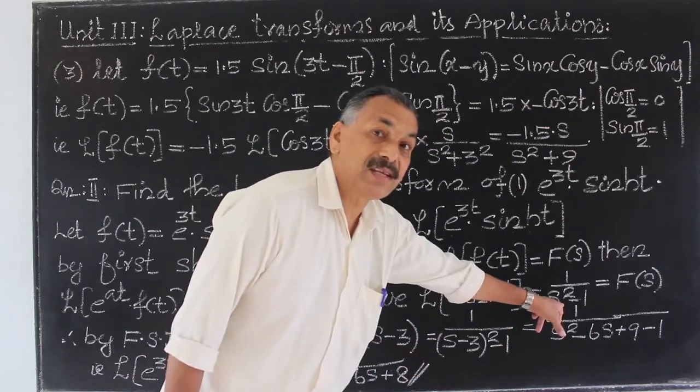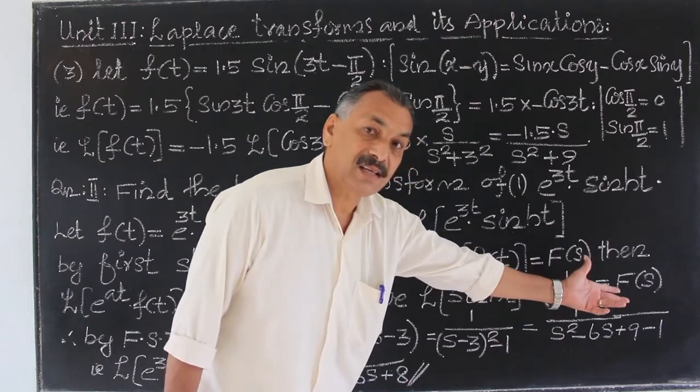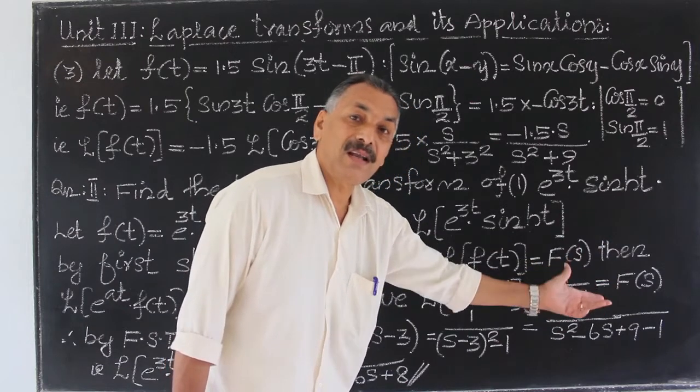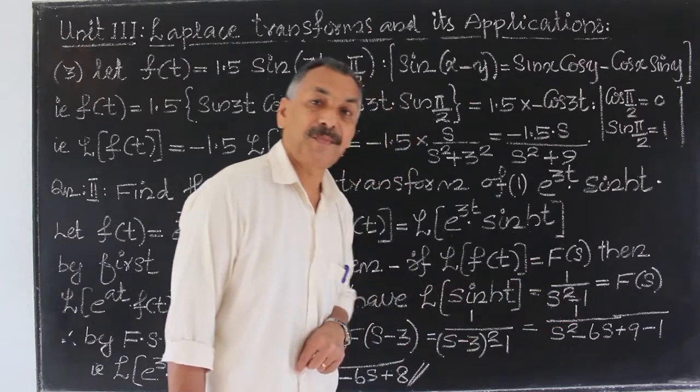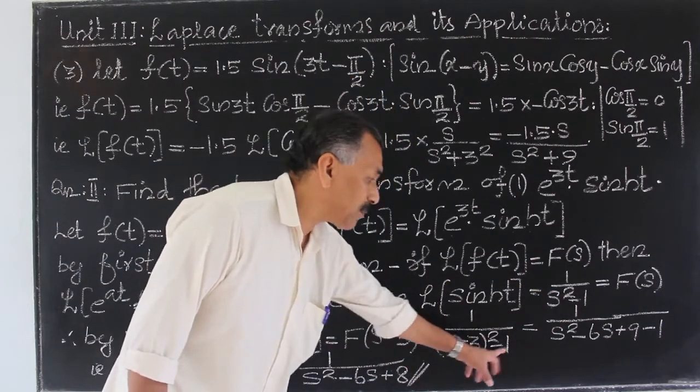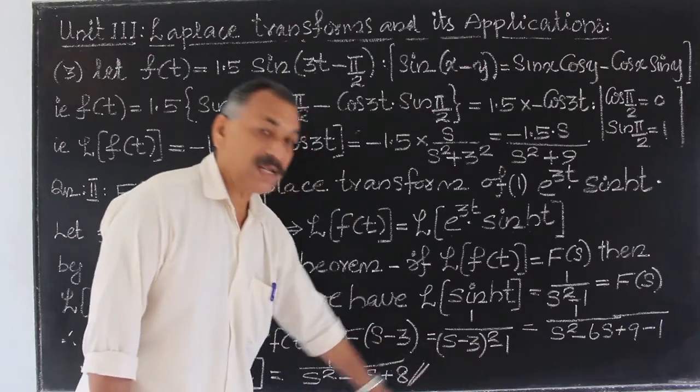s ന് പകരം s minus 3, അതാണ് f of s minus 3. s plus 1 ആണെങ്കിൽ s വരുന്നിടത്ത് s plus 1 കൊടുക്കും. f of s1 ആണെങ്കിൽ s ന് പകരം s1 കൊടുക്കും. എന്നാൽ s minus 3 whole square minus 1. What is s minus 3 whole square?